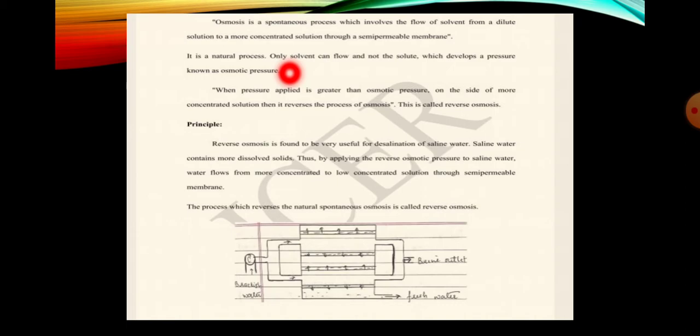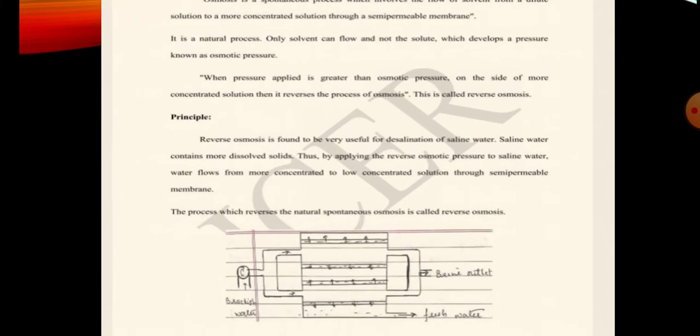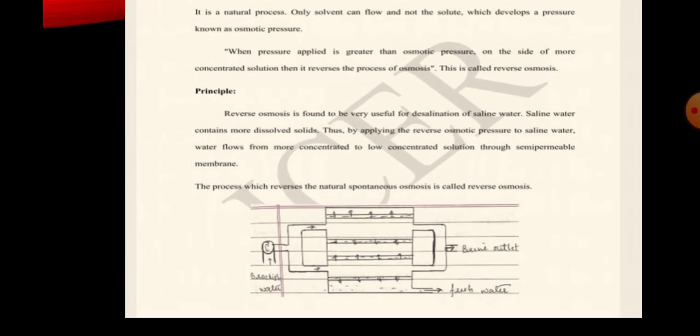Principle: reverse osmosis is found to be very useful for the desalination of saline water, and this saline water contains more dissolved solids. Pressure is applied on the saline water. It flows from the higher concentration to the lower concentration through the semi-permeable membrane. Here is the diagram of that. Here the saline water enters, and it is settled down. It is fresh water, and these marine waters settle down.